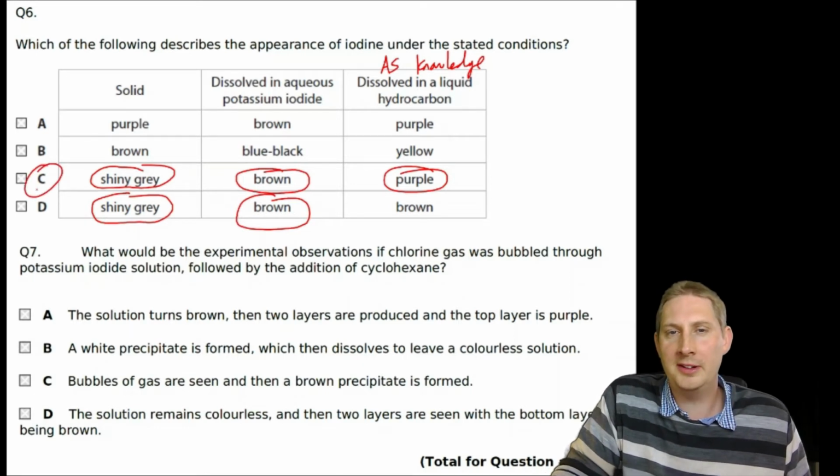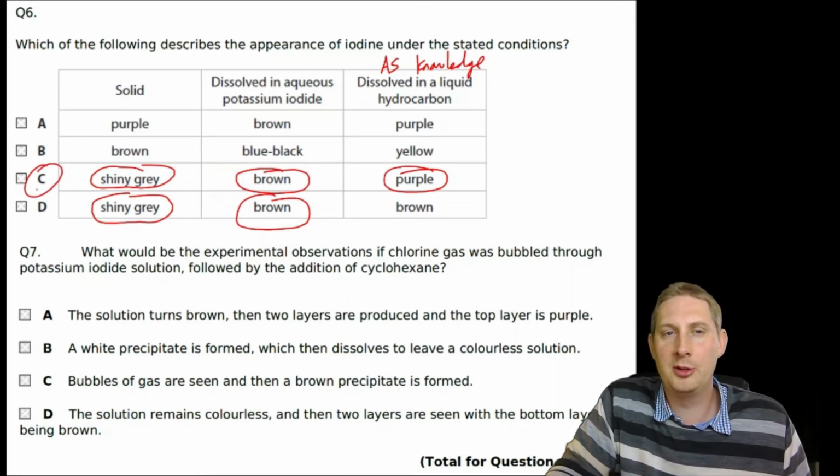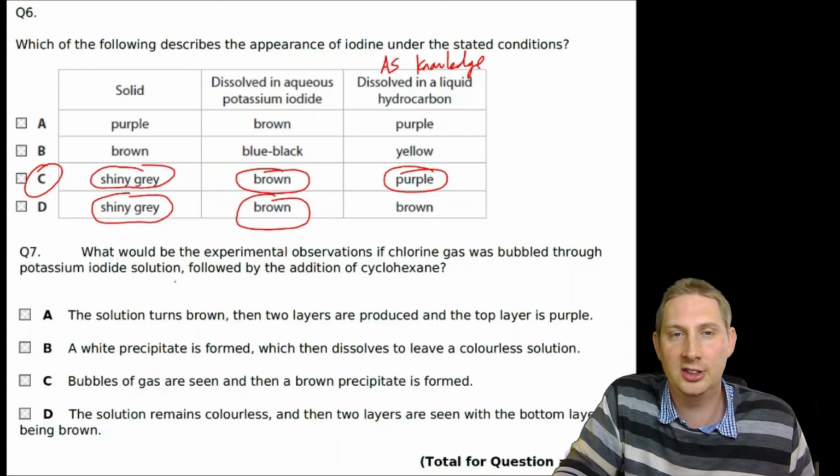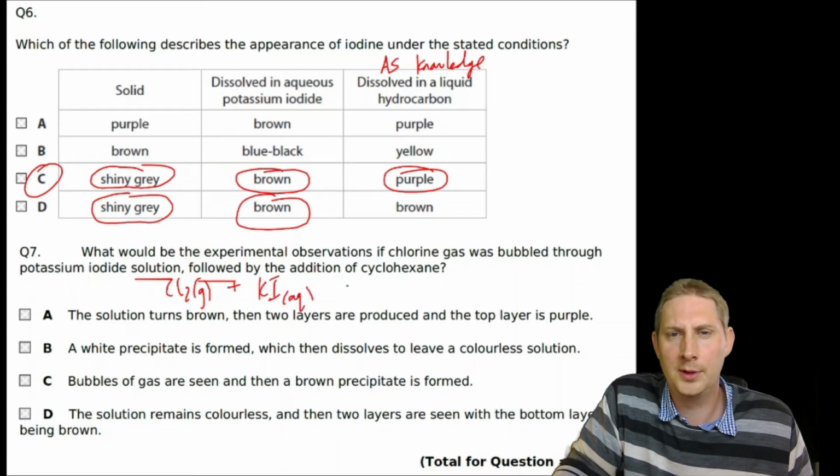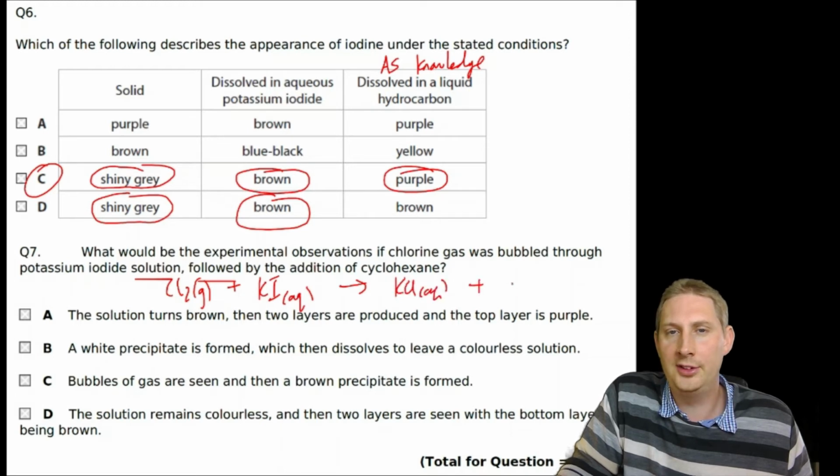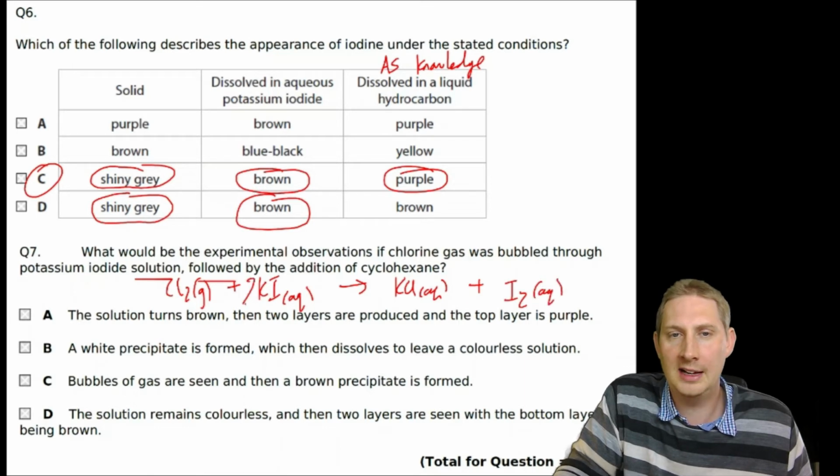What would be the experimental observations if chlorine gas was bubbled through potassium iodide solution followed by the addition of cyclohexane? You can answer this from GCSE knowledge actually. So chlorine gas and potassium iodide solution forms, and you should know this, potassium chloride solution and iodine. So it's a displacement reaction.